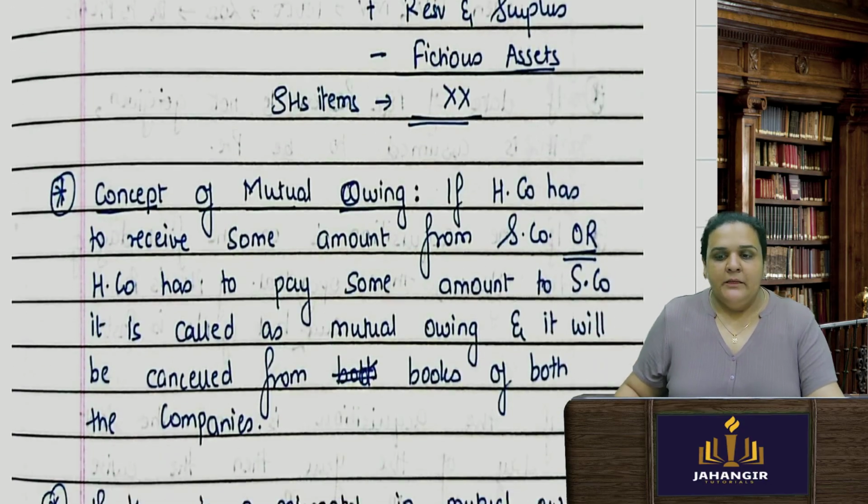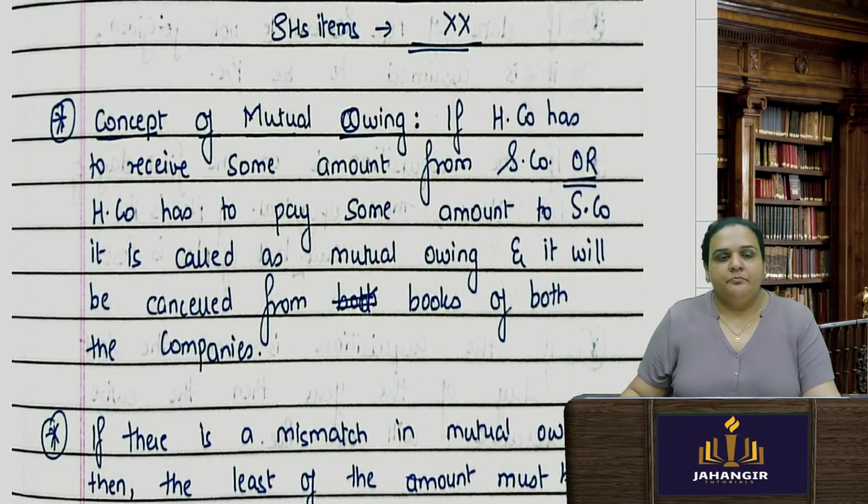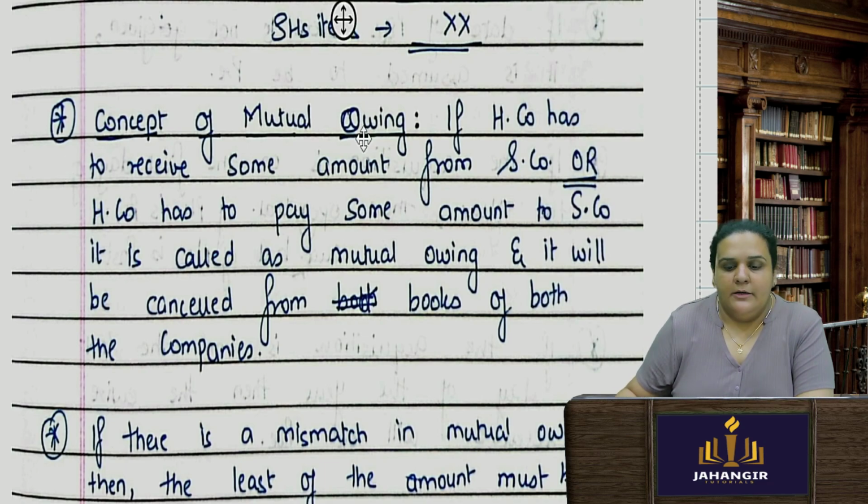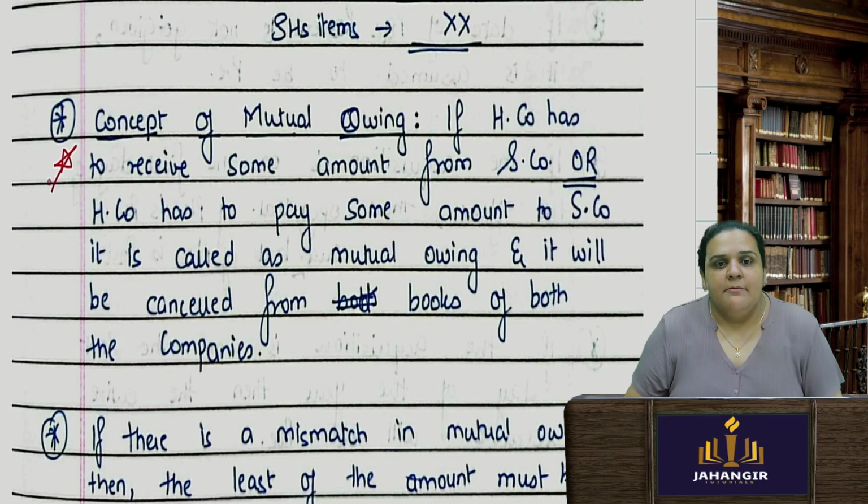Okay. Now next, the concept of mutual owing. Okay, this is one important concept. That is why I have given you all in the form of notes. Now what does this mean? It is saying mutual owing means what?